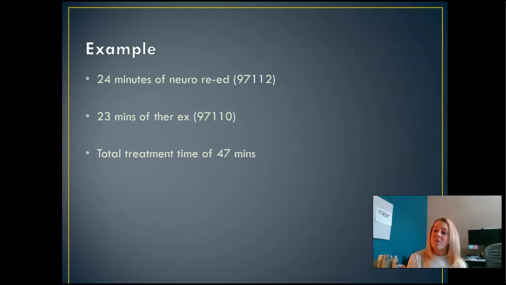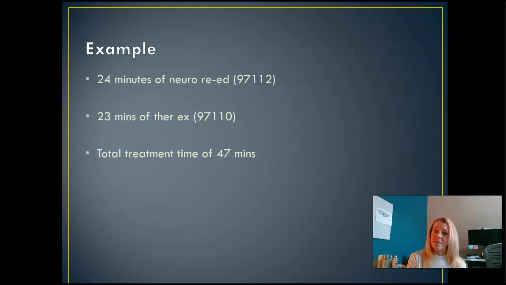So anyway, the person did 24 minutes of neuro re-ed and 23 minutes of TheraX, which means they spent a total time in treatment of 47 minutes. According to the 8-minute rule, 47 minutes means that we have 3 billable units because it falls between 38 and 52 minutes. So we can bill 3 units for the time that the patient spent there. So we could bill 2 units of neuro re-ed, 1 of TheraX.